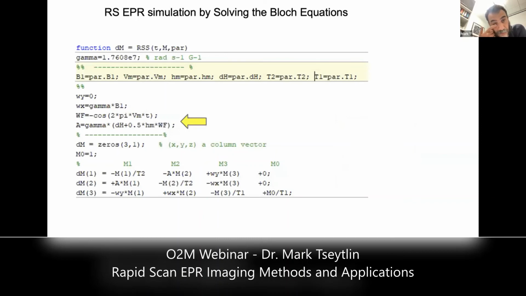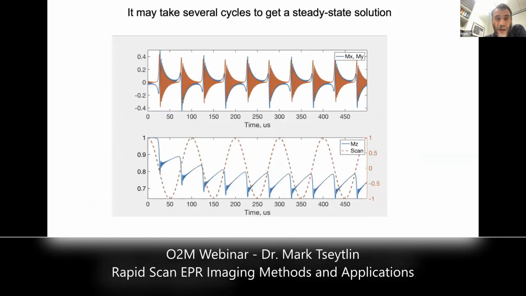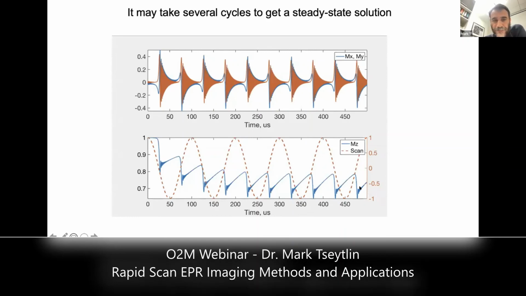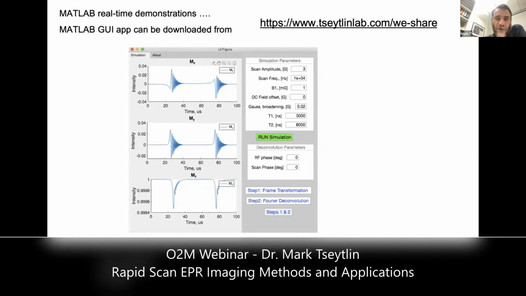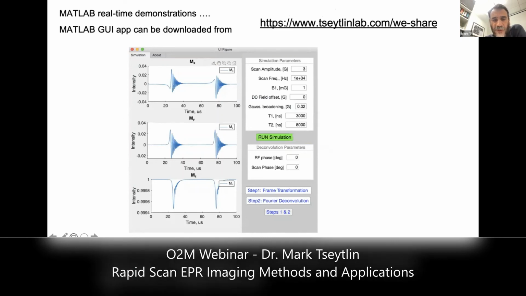On the same website, there is software for how to go about solving Bloch equations for rapid scan. If you do so, you may see these rapid scan signals and Mz changes with T1 time. Also, you can use EasySpin to find the steady state solution of Bloch equations. That's much faster and more accurate. Also, there is our version of this on our lab website. This is a GUI of that program I just mentioned. You can download it again from our website, run some simulations, change parameters, and play with it.